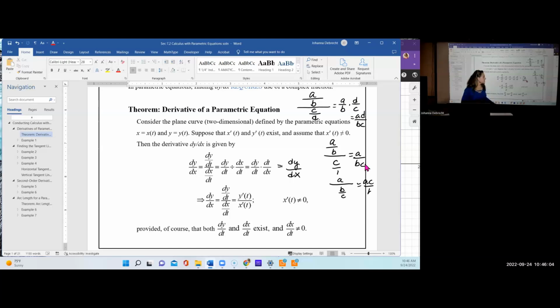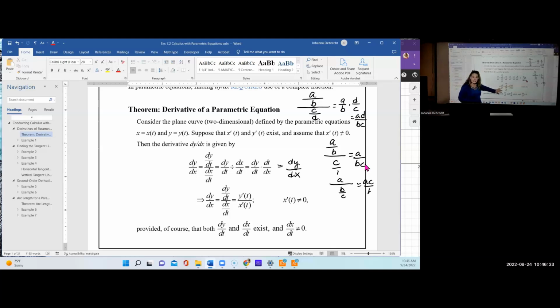So in fact, we see that it is equivalent to dy/dx, taking the derivative of y with respect to t and dividing by the derivative of x with respect to t. This is why we don't want the derivative of x with respect to t to be 0, because, well, thou shalt not divide by 0, cardinal rule in mathematics. So this basically gives us our formula for the derivative with parametric equations.